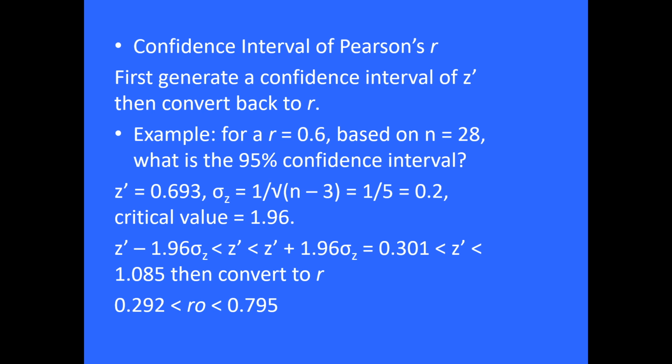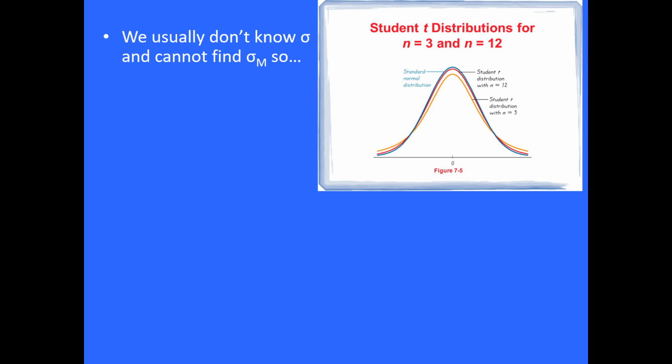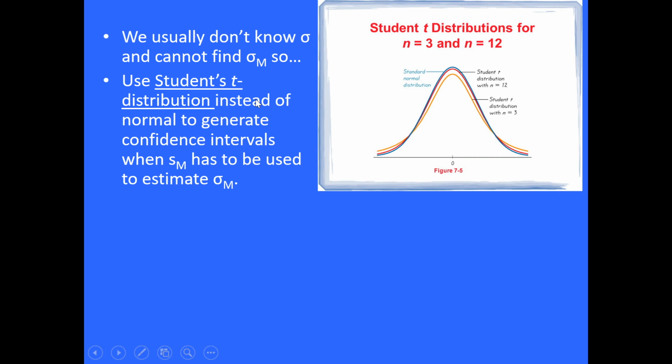Okay. The situation when we don't know would be, for example, if we went out there and we measured those Gulf fritillary butterflies, but we didn't really know what the population standard deviation is. What do we do then? Well, this is usually the way things are with that type of data. We usually don't know what the population standard deviation is, so we can't find the standard error. We can't find that.